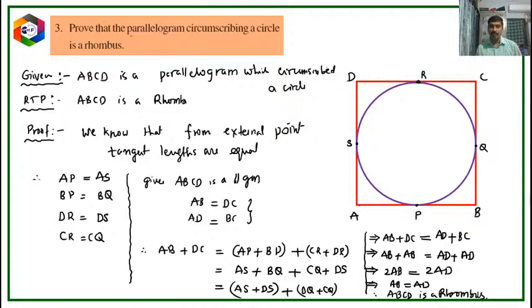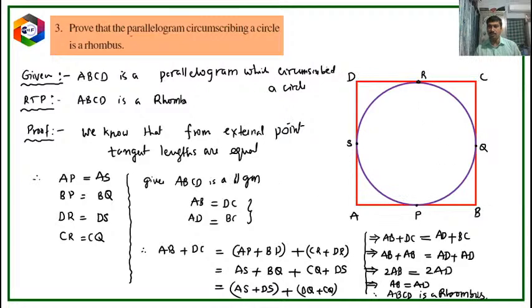So that is AP is equal to AS and BP is equal to BQ and DR is equal to DS and CR is equal to CQ. So this is, and not only that, it is given parallelogram. If it is a parallelogram, opposite sides are equal.